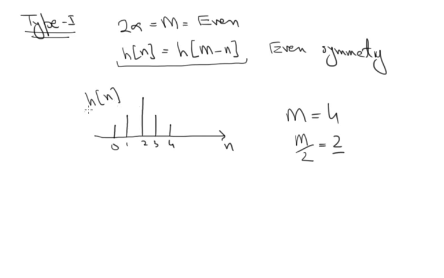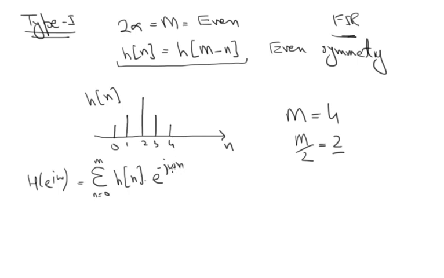So for this impulse response, let us find its Fourier transform. H of e raised to power j omega equals, as we are discussing FIR, its impulse response is finite. It means it is terminating at m. Here we do not have infinity, because it is a finite impulse response system. The Fourier transform of this h of n will be the sum from 0 to m of h of n into e raised to power minus j omega n.